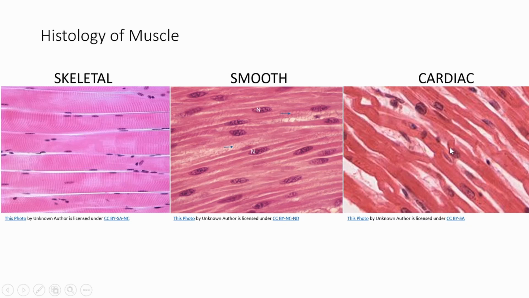Lastly, each muscle cell only has one nucleus. That sets it apart from skeletal muscle that has multiple nuclei in one single muscle cell. Again, our focus is going to be on skeletal muscle for the remainder of this, but we do want to remember smooth and cardiac.